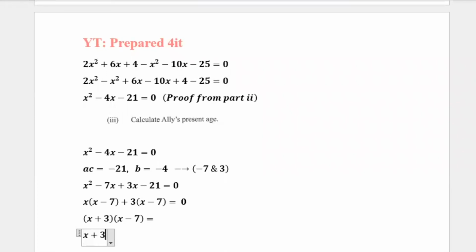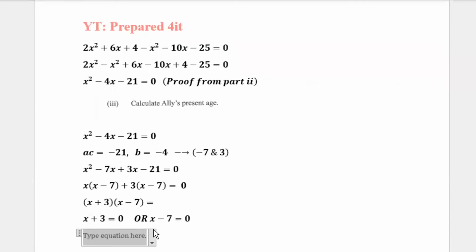So we'll have x plus 3 is equal to 0, or x minus 7 is equal to 0, which means that x is equal to negative 3, or x is equal to a positive 7. So as Takis says, Ali's age is 7. Why couldn't we use negative 3? Why can't we say that for Ali? Because we got two values for Ali's age, a negative 3 and a positive 7. Why couldn't it be the other value?